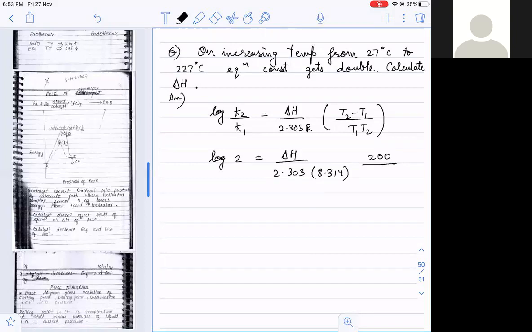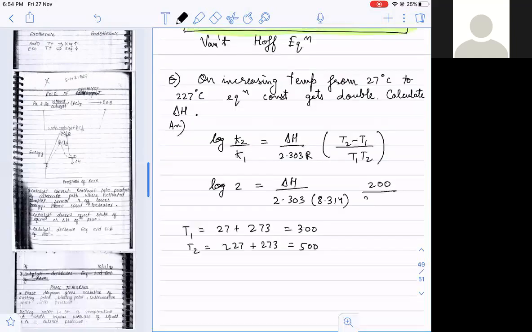27 into 227. No, no, no. You have to write the temperatures in kelvins and never in degrees Celsius. So calculate T1 now properly. 27 plus 273, which is 300. T2 is equal to 227 plus 273. Fine. This will be 500. So it would be 300 into 500. Whatever the answer is, the delta H is this. Very, very simple question.